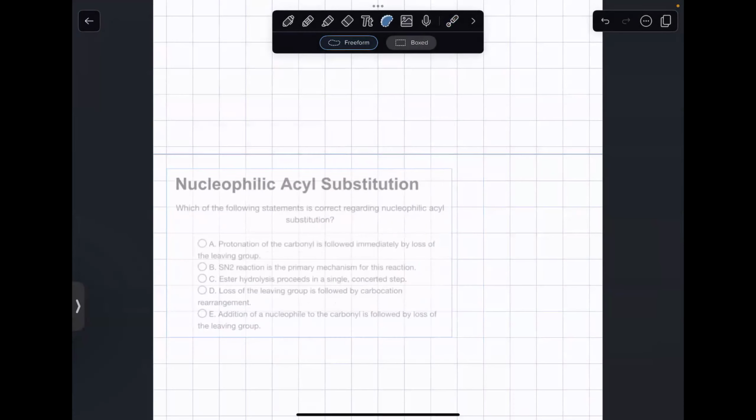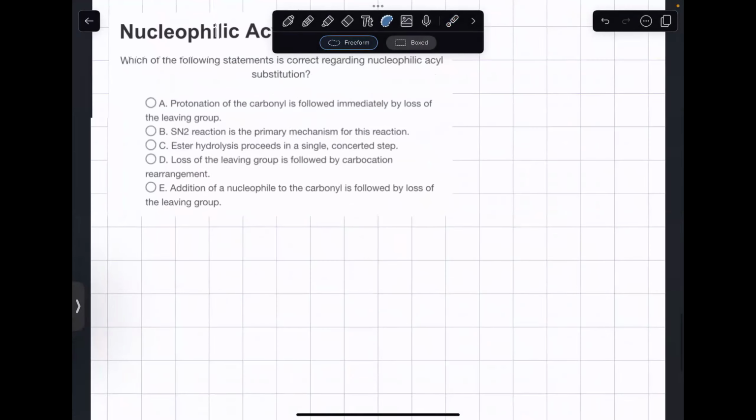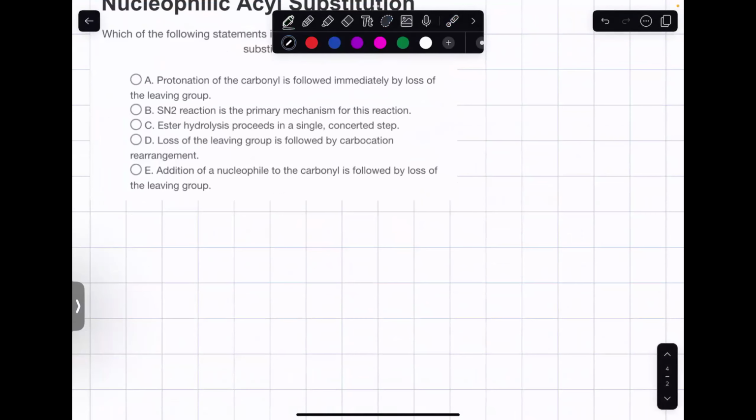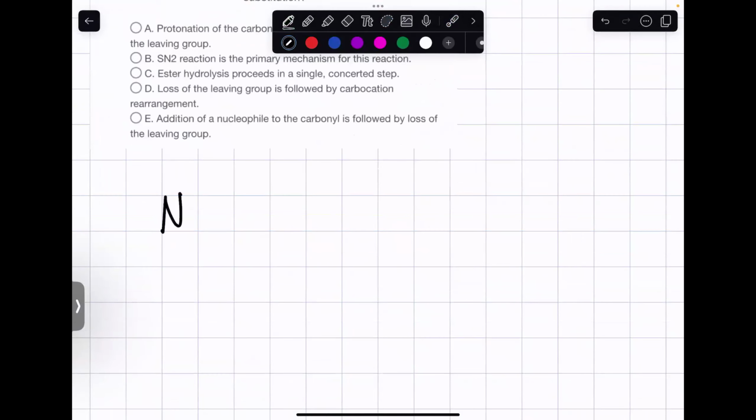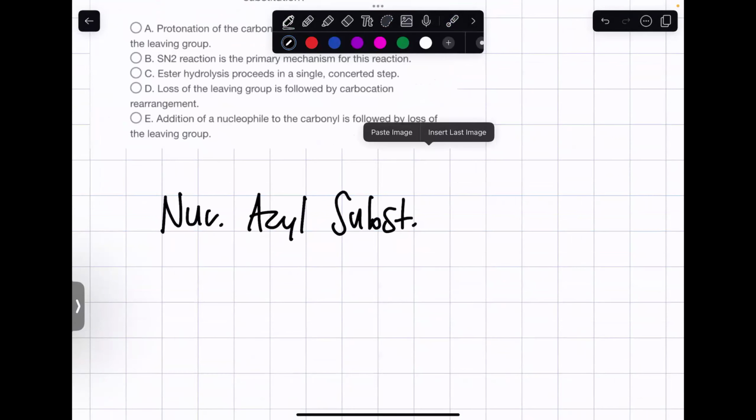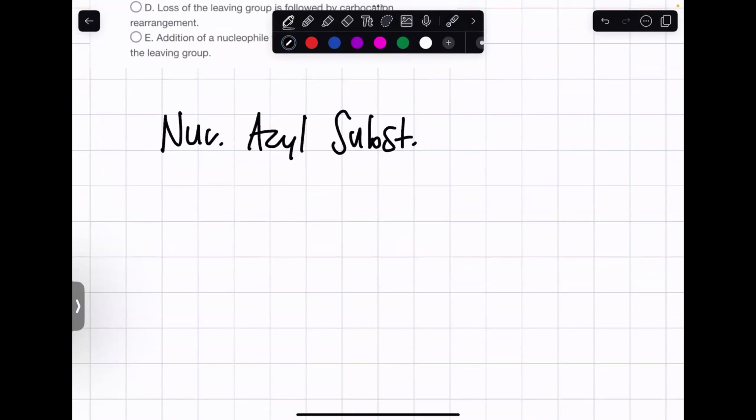Okay, nucleophilic acyl substitution. I'm going to show you guys the general reaction for this. Let's say we have a carbonyl attached to some kind of leaving group. It could be a halogen, a carboxylate, an alcohol, or an amine group, and some kind of nucleophile that floats around.